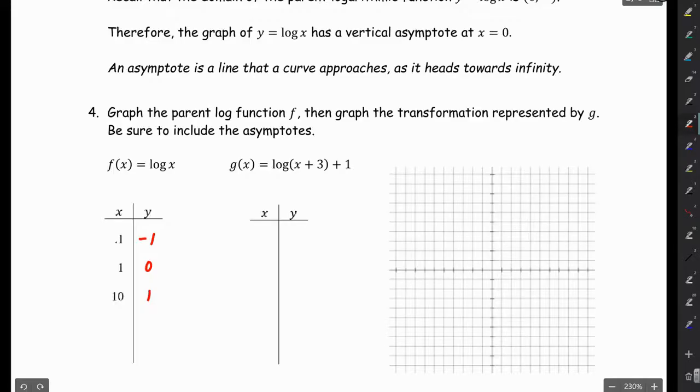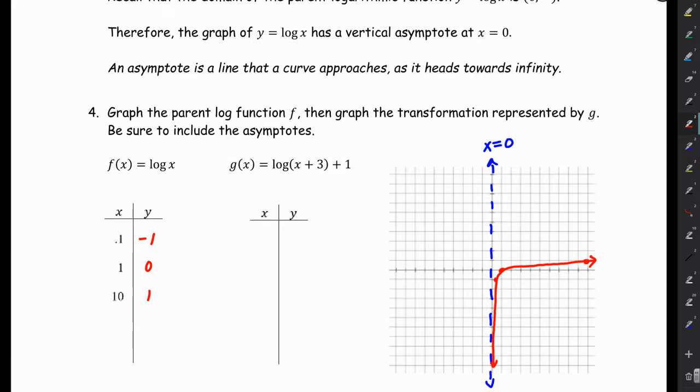And now we're just going to graph those points. Now just be really careful to note where your vertical asymptote is. And we have a vertical asymptote, and I'll do that in blue. We have a vertical asymptote on the y-axis for the parent function at the line x equals 0. So when we draw our graph, we're going to get really, really close to that line, but we're never going to touch it. Right, so that's the graph of the parent function y equals log of x.